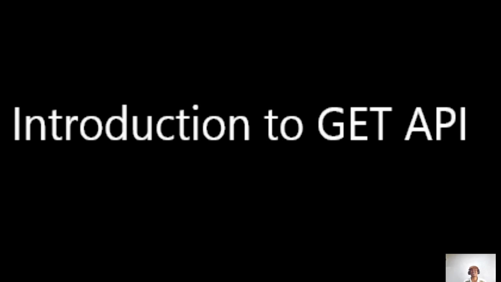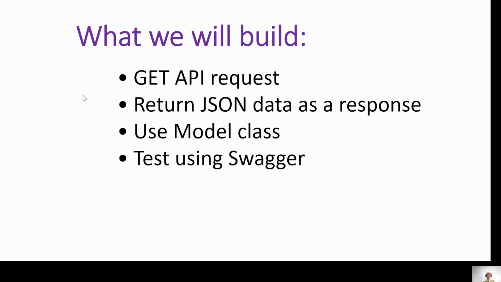Wonderful. Now that we understand JSON, let's create our first GET API. A GET API is used to retrieve data from the server. Our API will return JSON data to the client. In this video, we will modify our API to return real data as JSON using a model class.